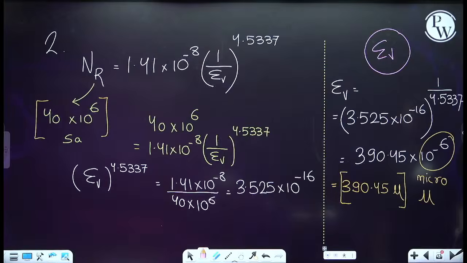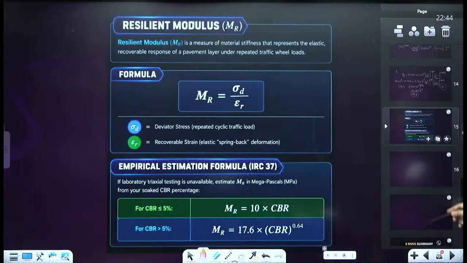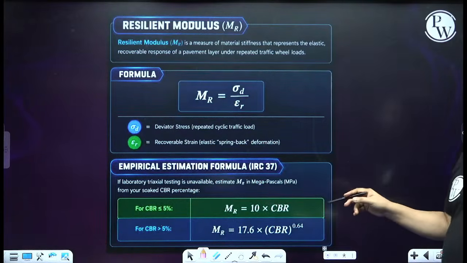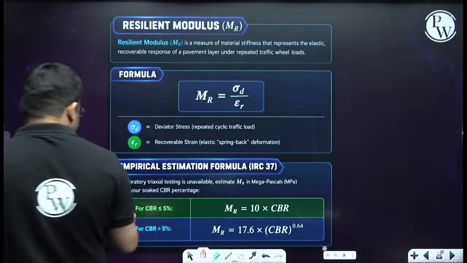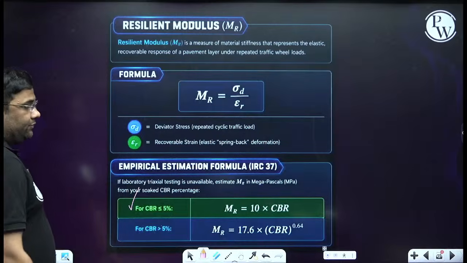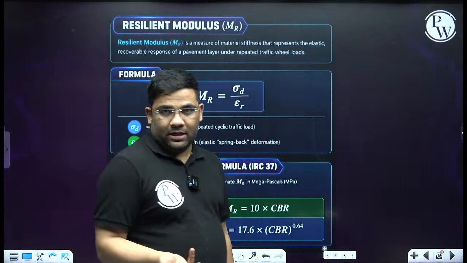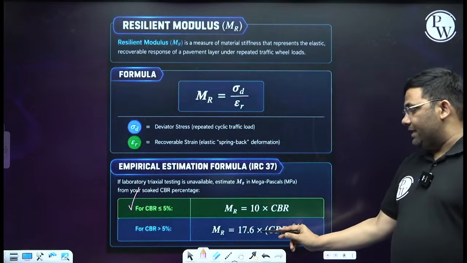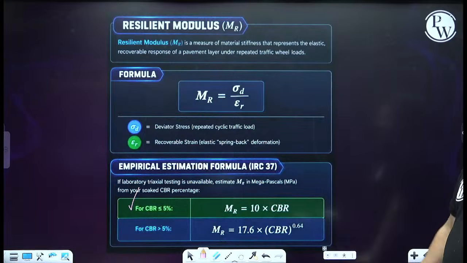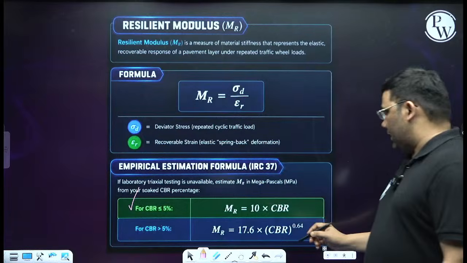Now in this question, the resilient modulus of the bituminous layer was given. If it is not given, then we have an equation for finding the resilient modulus of the bituminous layer. This is not asked in GATE till now, but they might ask you. If the CBR is less than 5%, then we use 10 into CBR. And if the CBR is more than 5%, we use 17.6 into CBR to the power 0.64. Very easy equation.